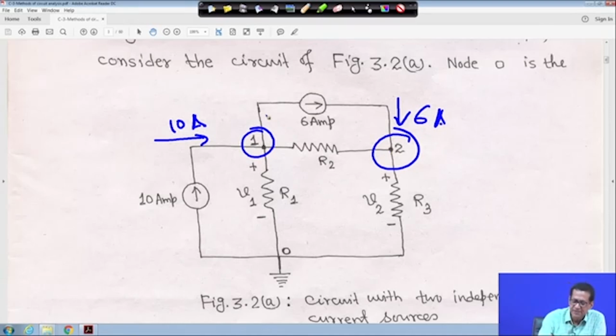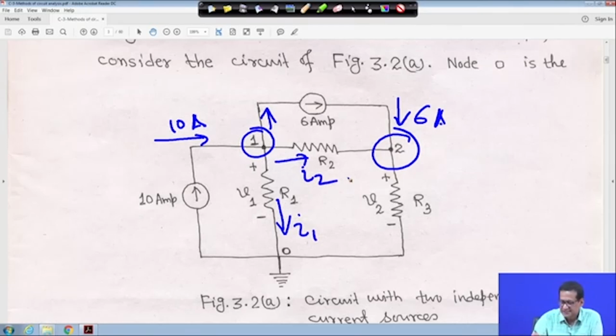That means this 6 ampere current is leaving this node 1 to this side, and suppose this is another direction of the current, I1, and suppose this is my I2, and this current through R3 is I3. So, 3 currents we are marking.